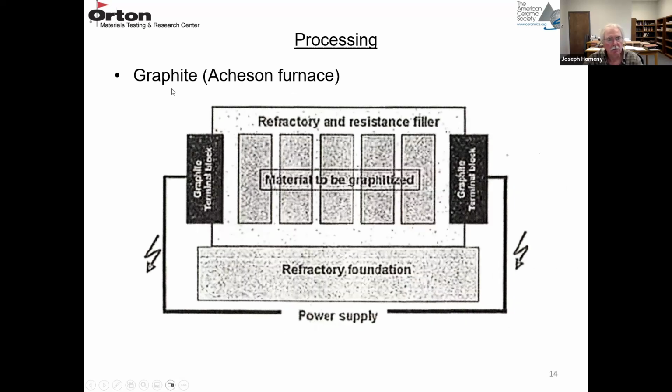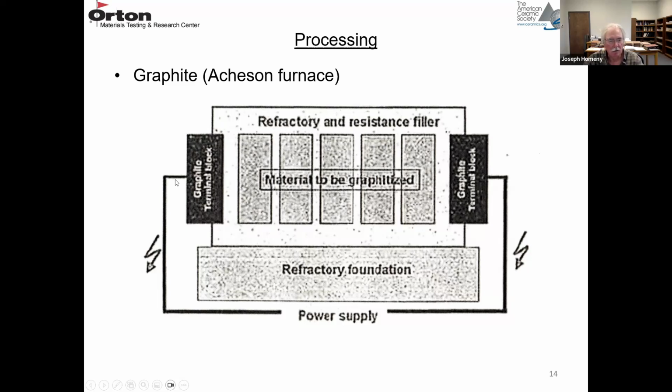So when you make artificial graphite, you're putting these graphite blocks in what's known as an Acheson furnace. So there's a refractory foundation. And these are the large blocks, these rectangular darker gray regions are the blocks. They sit on top of the refractory foundation. There's a filler that surrounds these blocks that's resistance heated, so it's a carbon refractory type filler. There's a carbon or graphite electrode on each side of this furnace and a power supply.